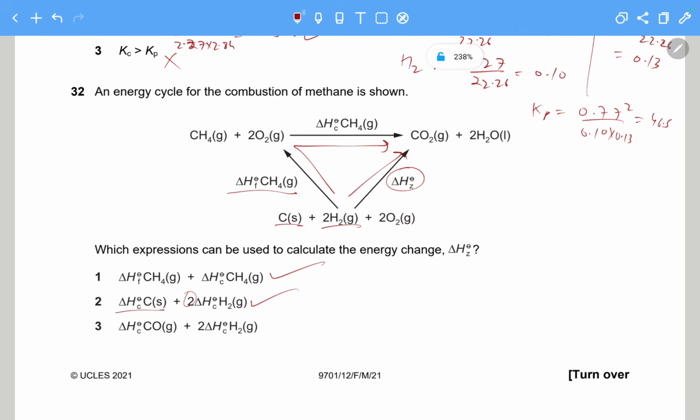Delta H naught C carbon monoxide plus 2 delta H naught C H2. Now, this one is wrong, because from going to carbon monoxide, we also have to consider the enthalpy of combustion. We cannot do it just for carbon monoxide, and therefore option 3 is wrong. So again, B is the answer.